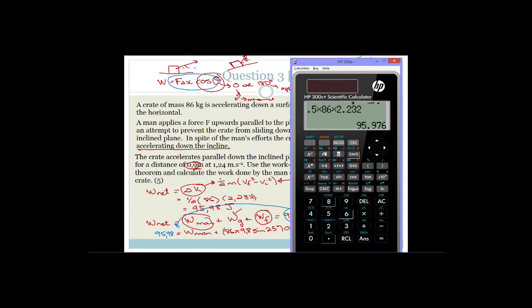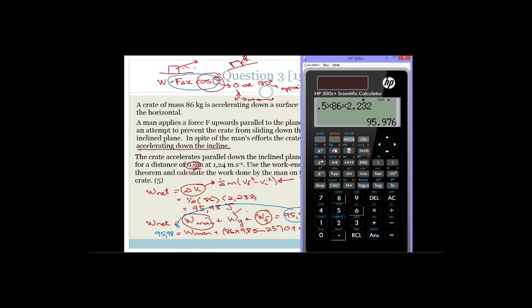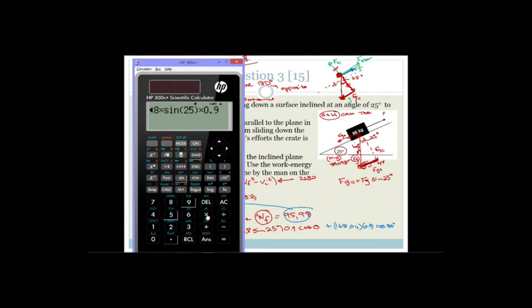So the first thing I'm going to do is multiply out the work done by gravity. So that there is going to be 86 times 9.8 times sine, and I know I don't really have to do times, but I'm going to do it anyway, times sine, close my bracket, times the displacement of 0.9, and then I have to multiply it by cos 0.